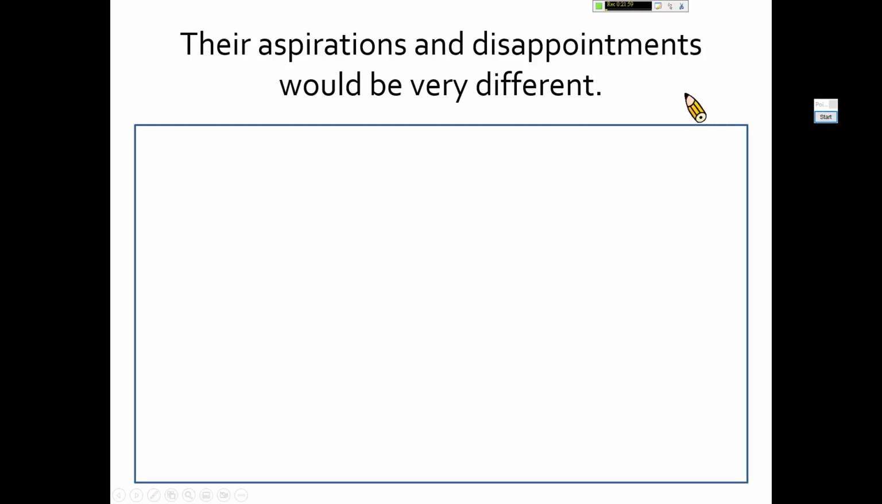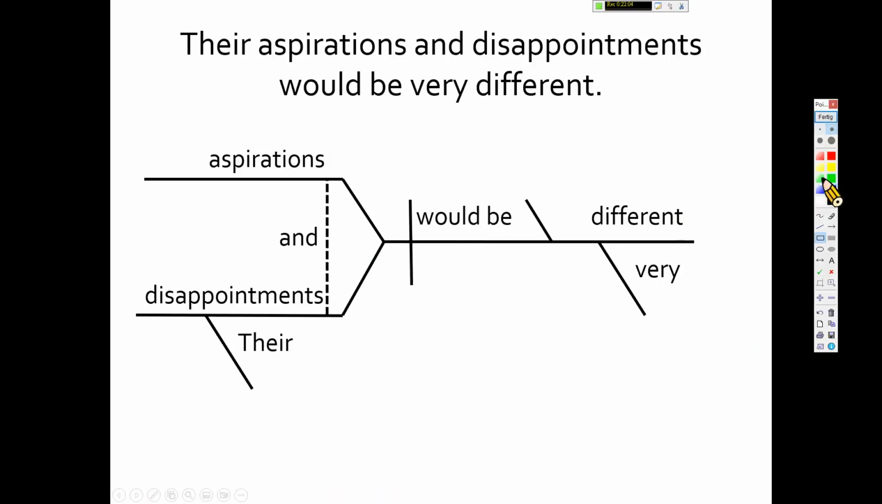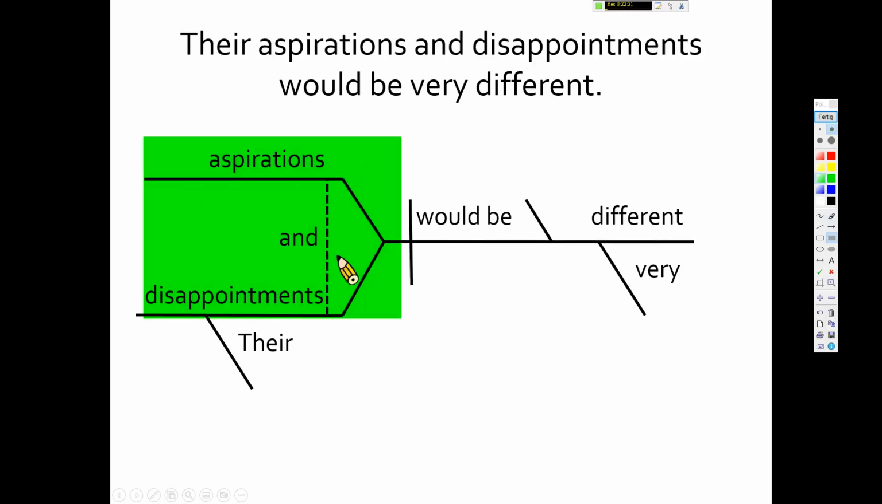The answer for this one is very simple, but it needs some imagination. That is, we have aspirations and disappointments as the subject, right? It is located in the position of the subject. But now we have used their to modify this segment. So we put their over here. Would be and very different. So remember, this is the diagonal line, not the vertical.